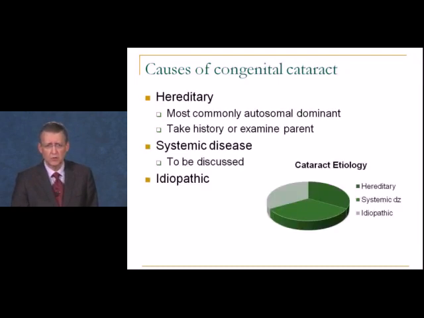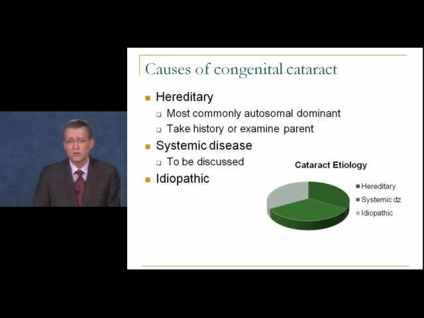So let's look a little bit more closely at the causes. So hereditary cataracts, which is one-third, are most commonly autosomal dominant. And you can figure that out just by taking a history or even just sometimes examining the parent with a flashlight, though it's easier for us to examine with a slit lamp and see the more subtle cataracts. But still, you can often get that history and see if they're in that first third.